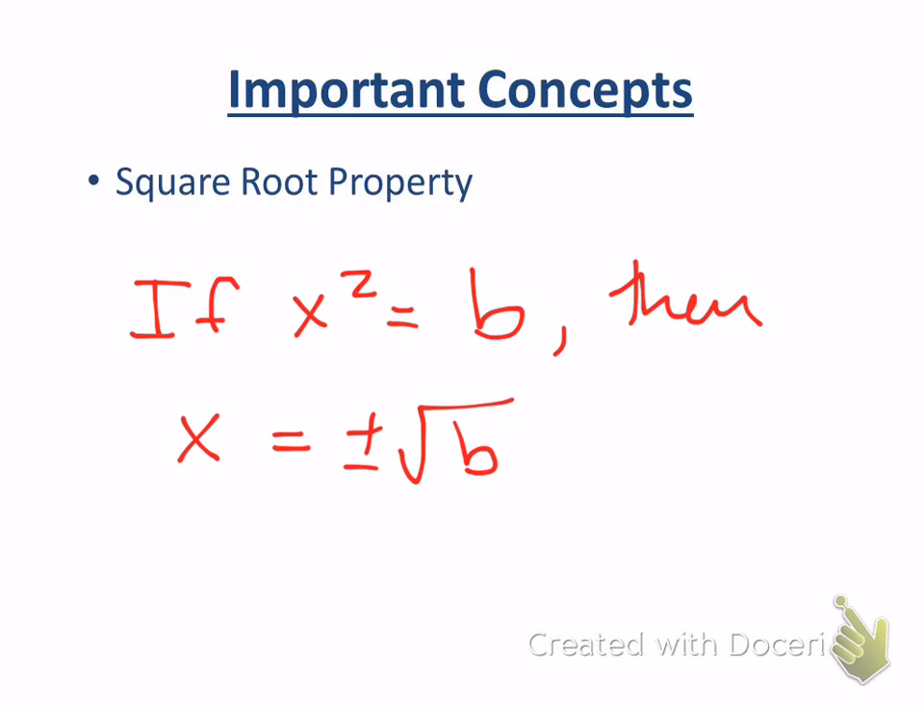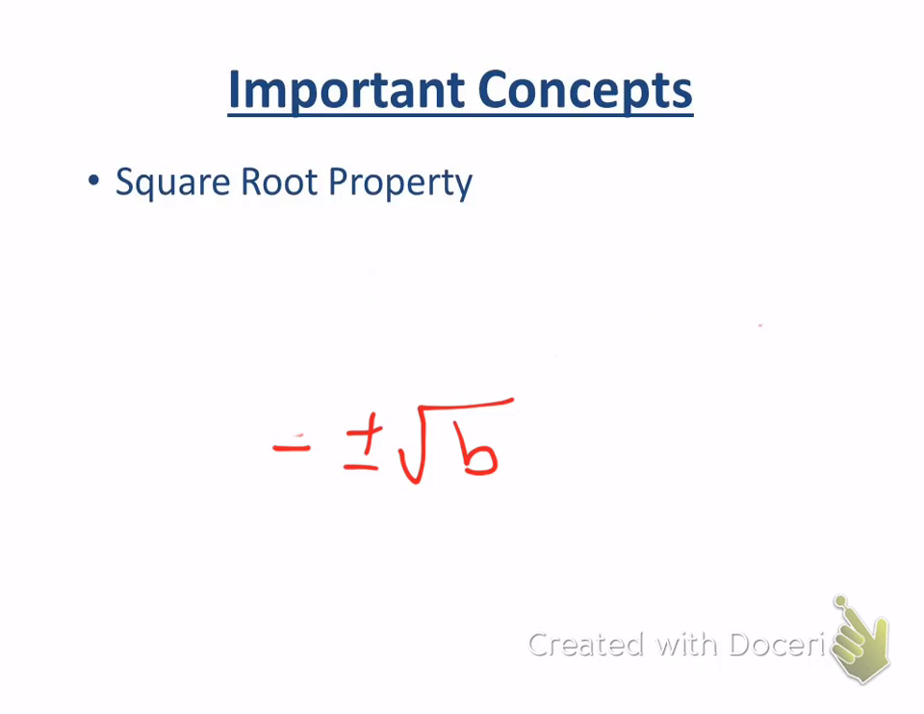Now, I showed you guys this earlier in the year, but this is why a lot of people mistakenly think that the square root of 9 is plus or minus 3. The square root of 9 is not plus or minus 3. The square root of 9 is just 3. But the square root property says that the solution to x squared equals b is both square roots. Now, I can show you real quickly where this comes from. It comes from the fact that square roots have to be positive.